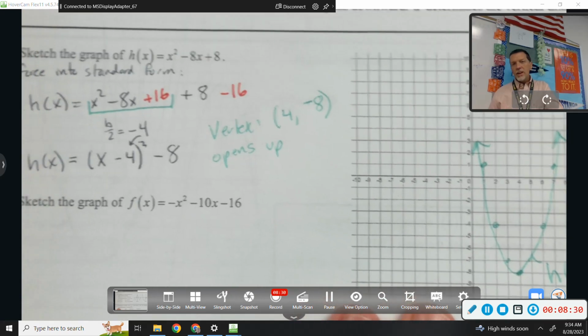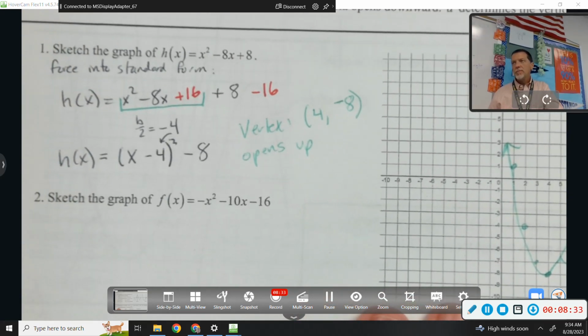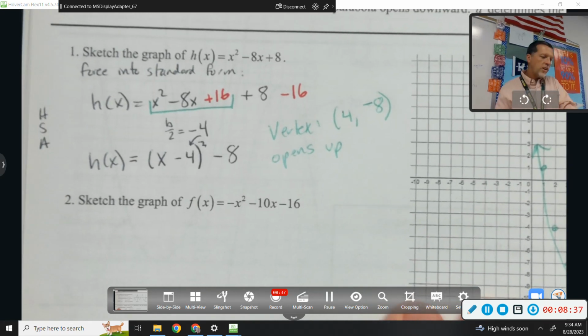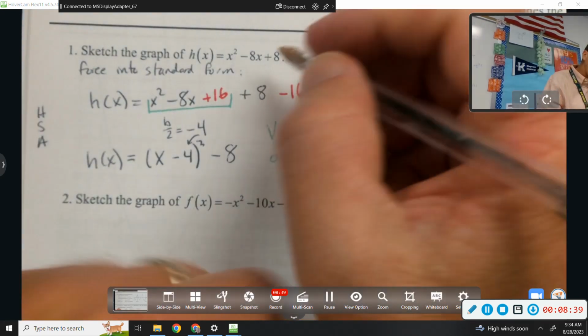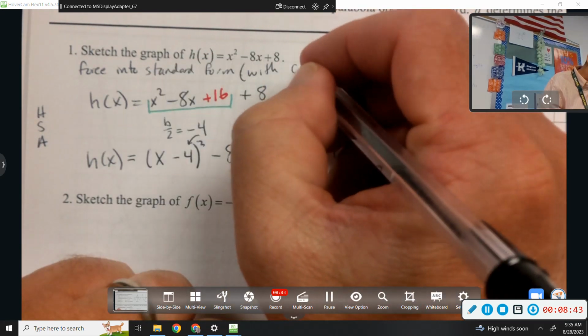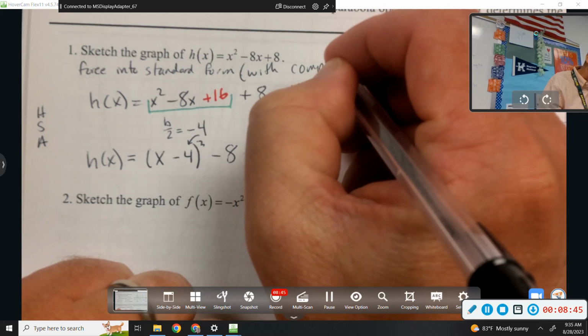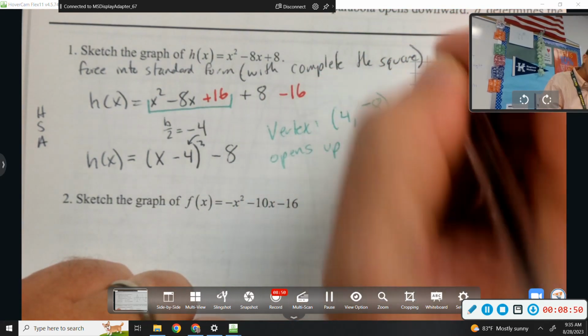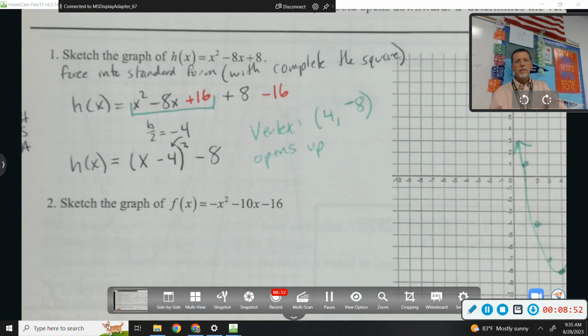But the key to that whole thing was the complete the square. Because complete the square allows you to force it into standard form, and then it's easy after that. Or at least it should be. So force into standard form by complete the square. That's sort of the key to the thing. After that, hopefully it's easy for you.